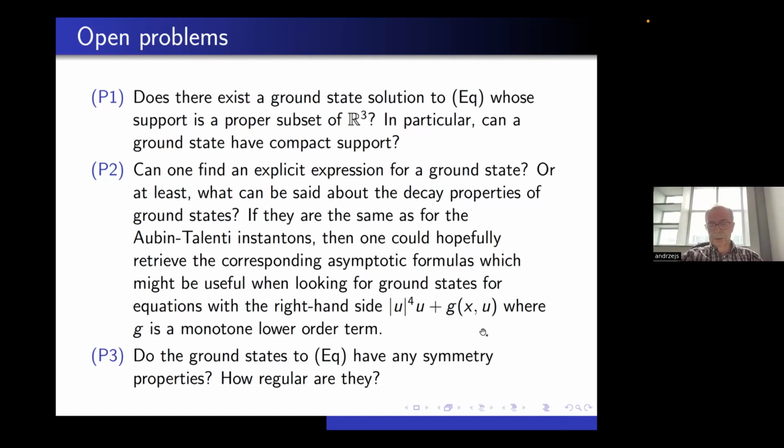Also, if one presupposes some symmetry, there are certain results which say that in the case of radial symmetry in the first two variables, one knows that there exist ground states with this symmetry, but it's unclear whether they are the same as our ground states. And the regularity property.